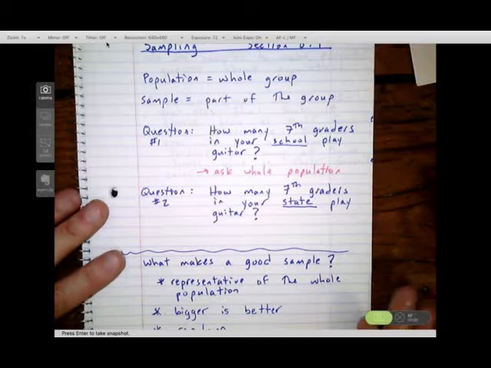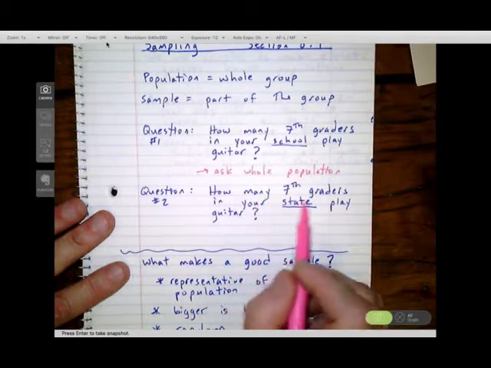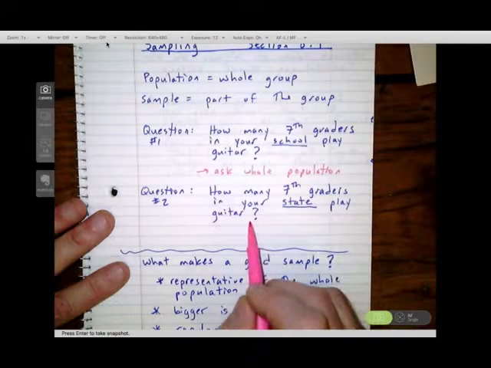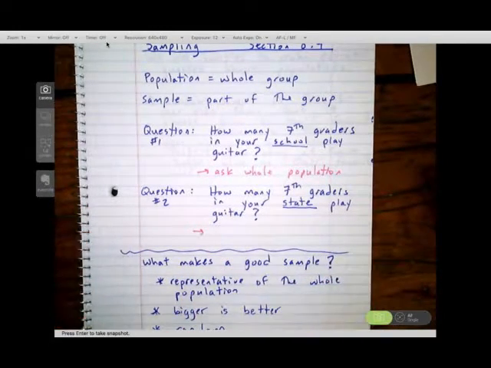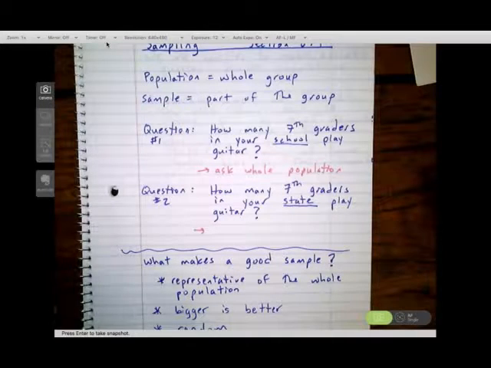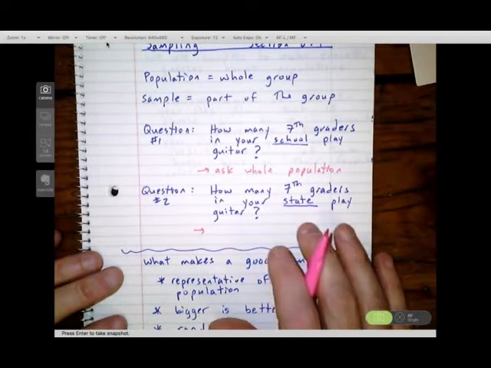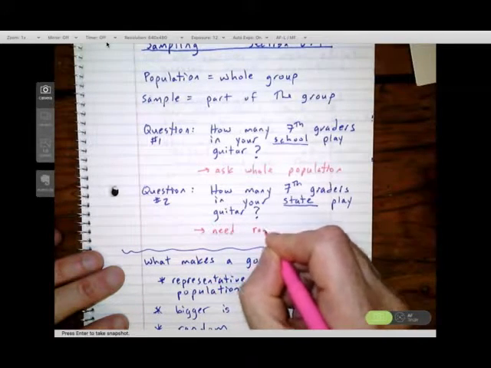Okay, so we live in California here where I work at my school, and if we wanted to figure out how many seventh graders in California play guitar, it would be impossible to ask them all. So what we would do is we would choose a random sample, a random group of seventh graders in California, and we would ask them if they played guitar, and then we would take that information from the small group and try to estimate how many seventh graders in the whole state play guitar. So in this case, for question 2, we would need a random sample.